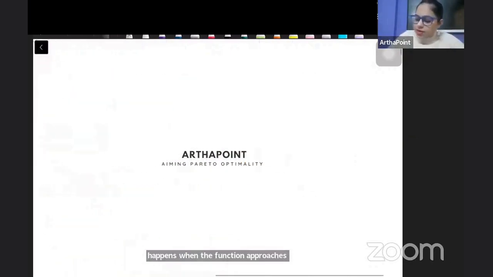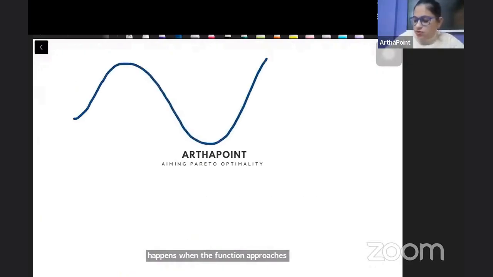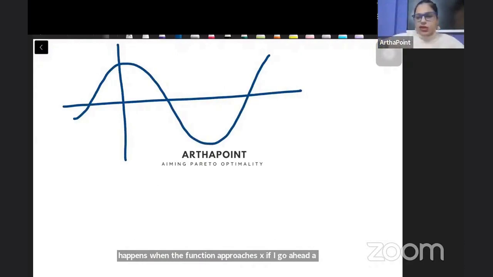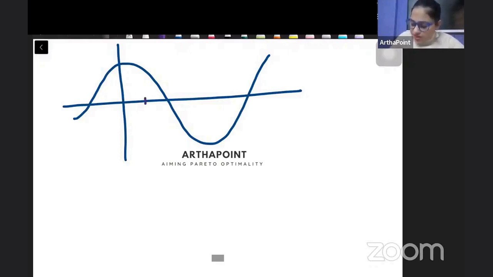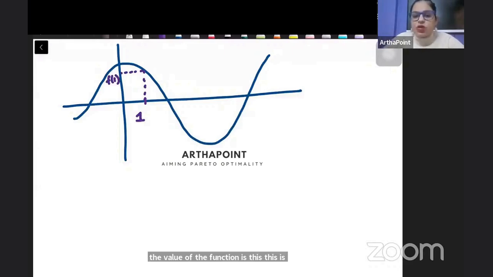We ask ourselves what happens when the function approaches x. मतलब if I go ahead and I give you a particular, I just make this as a particular function. ये मेरा curve है function का. And I take a particular value of x. Say I take x is 1, and when x is 1, the value of the function is this. This is given by f1. मतलब the value of the function when x is 1.